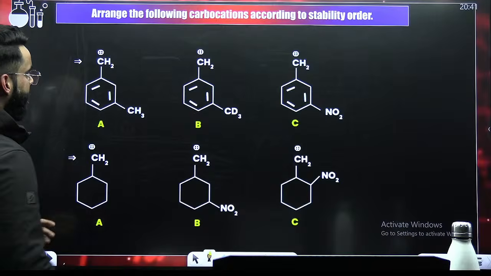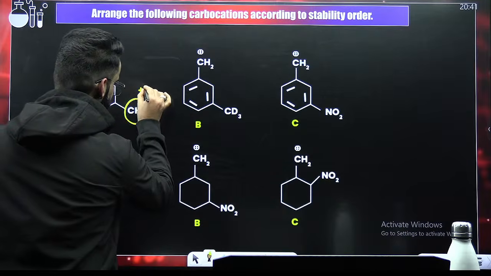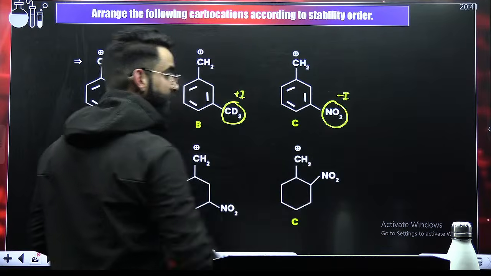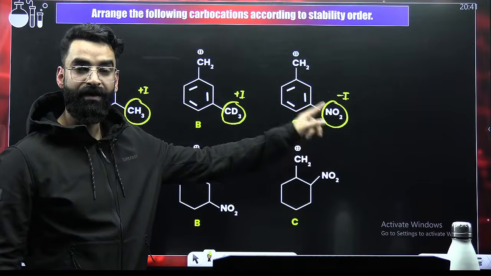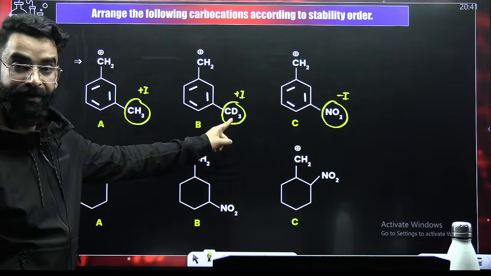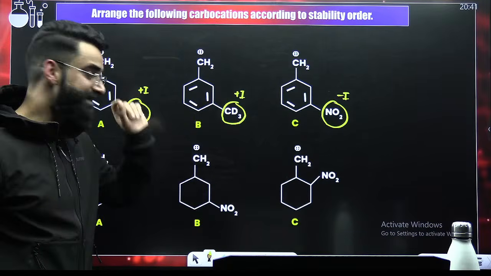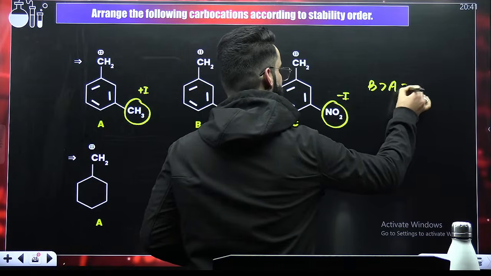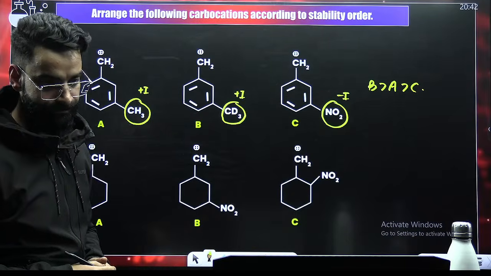Talk about these questions. This is a carbon carrying positive charge, carbon carrying positive, carbon carrying positive. Now CH3 is a plus I showing group, right? CD3 is again a plus I showing group. NO2, nitro, is a minus I showing group, right? This is donating, this is donating, this is withdrawing, right? Carbocations are stabilized by electron donating groups. Now which one shows more plus I? CD3. In the series which I gave you, it's mentioned that CD3 is more electron donating, right? So B will be maximum stable, followed by A, followed by C. Because C is withdrawing, and electron withdrawing groups destabilize the carbocation.